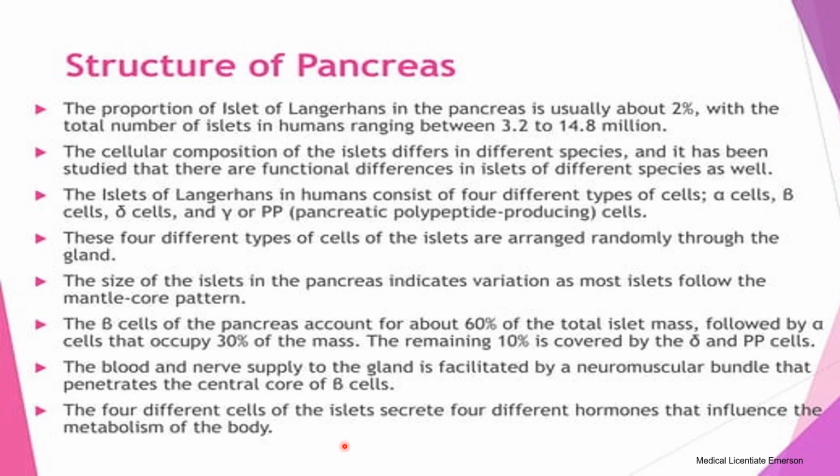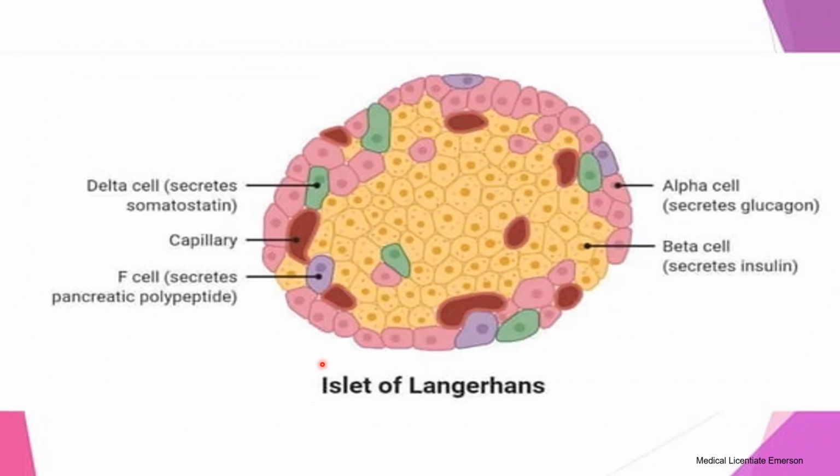Then the 4 different cells of the islets secrete 4 hormones that influence the metabolism of the body. So this is what we're talking about. We have the 4 cells of the pancreas. We have the alpha cells which secrete glucagon. We have the beta cells which secrete insulin. You also have the F cells which secrete pancreatic polypeptide. Then you have the delta cells which secrete somatostatin.